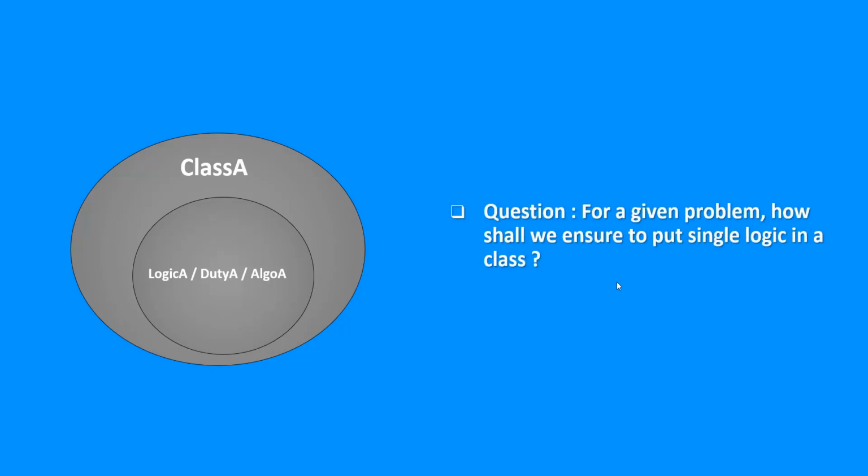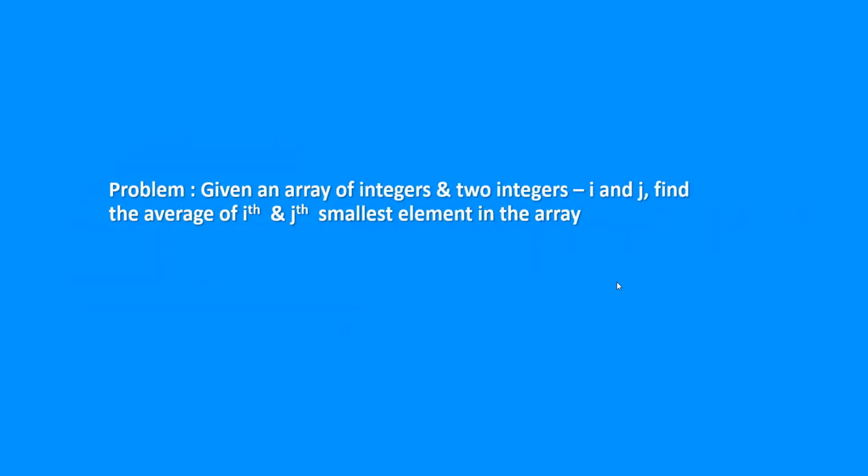So at this point, you might be getting this basic question: for a given problem, how shall we ensure to put a single logic inside a single class? We can take a problem here and demonstrate how we can ensure to put a single logic in a single class and how we can follow SRP. So consider this simple problem, which says: given an array of integers and two integers i and j, we have to find the average of the ith and jth smallest elements in the array. You can stop the video if you want to and try to come up with a solution to this problem.